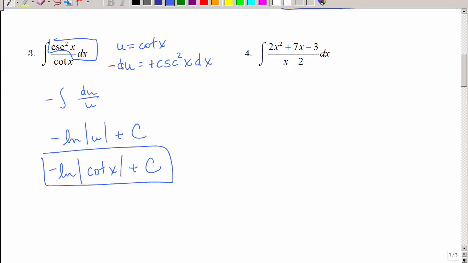Could you have gone about that problem a different way and ended up with the same answer? Maybe. Maybe you could have changed it to sines and cosines. I'm not too sure, but that seems to be the easiest way to work that problem.